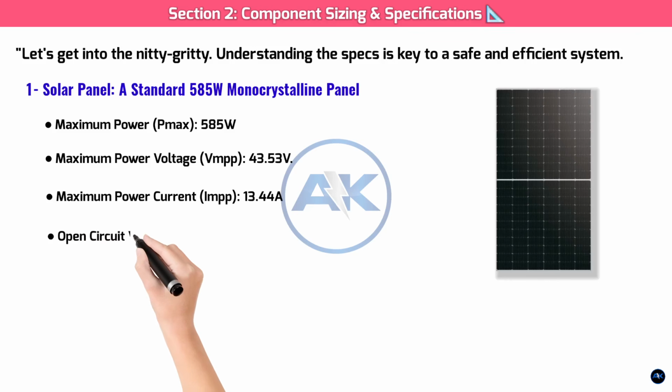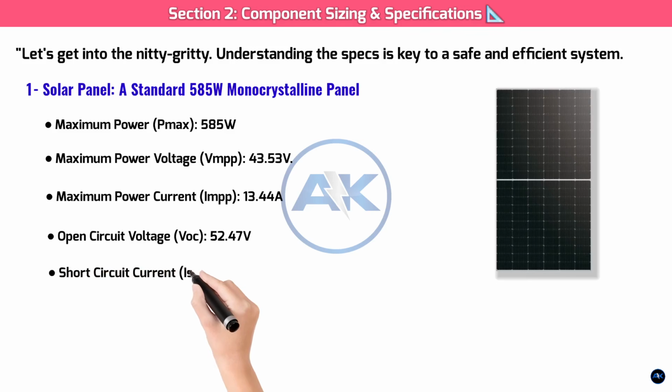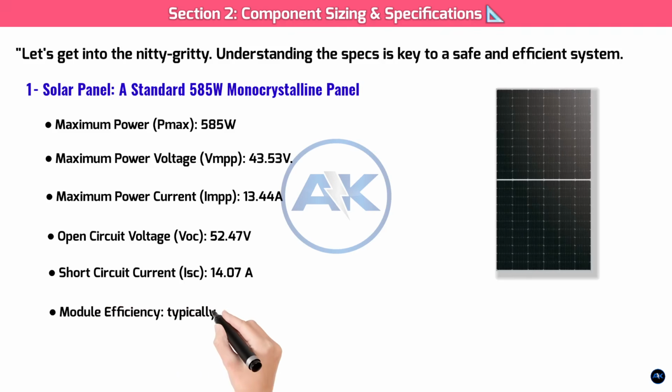Open circuit voltage, VOC, the maximum voltage the panel can produce without any load. This is a critical value for string sizing and is typically around 51 volts to 53 volts. For example, a common value is 52.47 volts. Short circuit current, ISC, the maximum current the panel can produce when the positive and negative terminals are short-circuited. This is used for fuse and wire sizing and is typically in the range of 14 amps to 15 amps. For example, a common value is 14.07 amps. Module efficiency. This measures how well the panel converts sunlight into electricity.